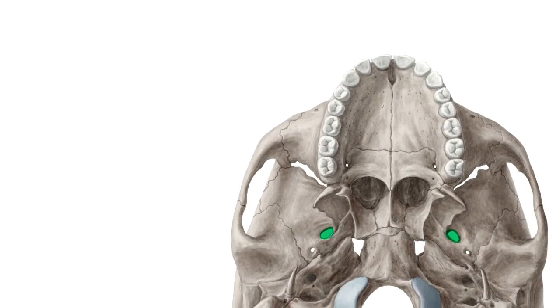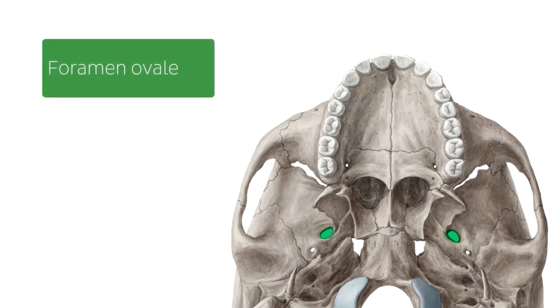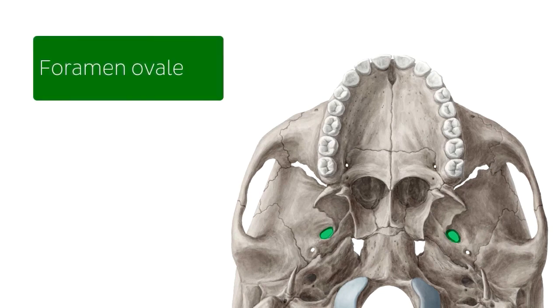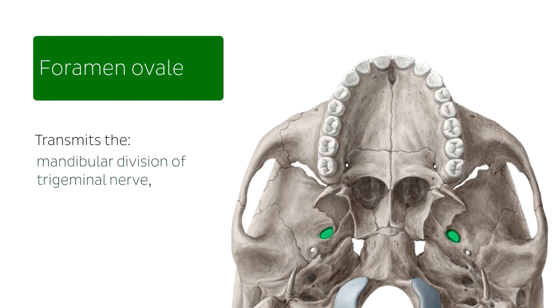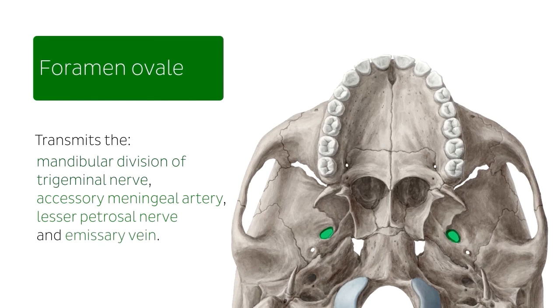Next one on our list is going to be these two here, known as the foramen ovale. And found on the greater wing of the sphenoid, the foramen ovale transmits several structures that you need to remember for your next exam. And these include the mandibular division of the trigeminal nerve, and also the accessory meningeal artery, the lesser petrosal nerve, and the emissary vein. So all these structures you need to write down and take to the next exam when they ask you what structures pass through the foramen ovale.